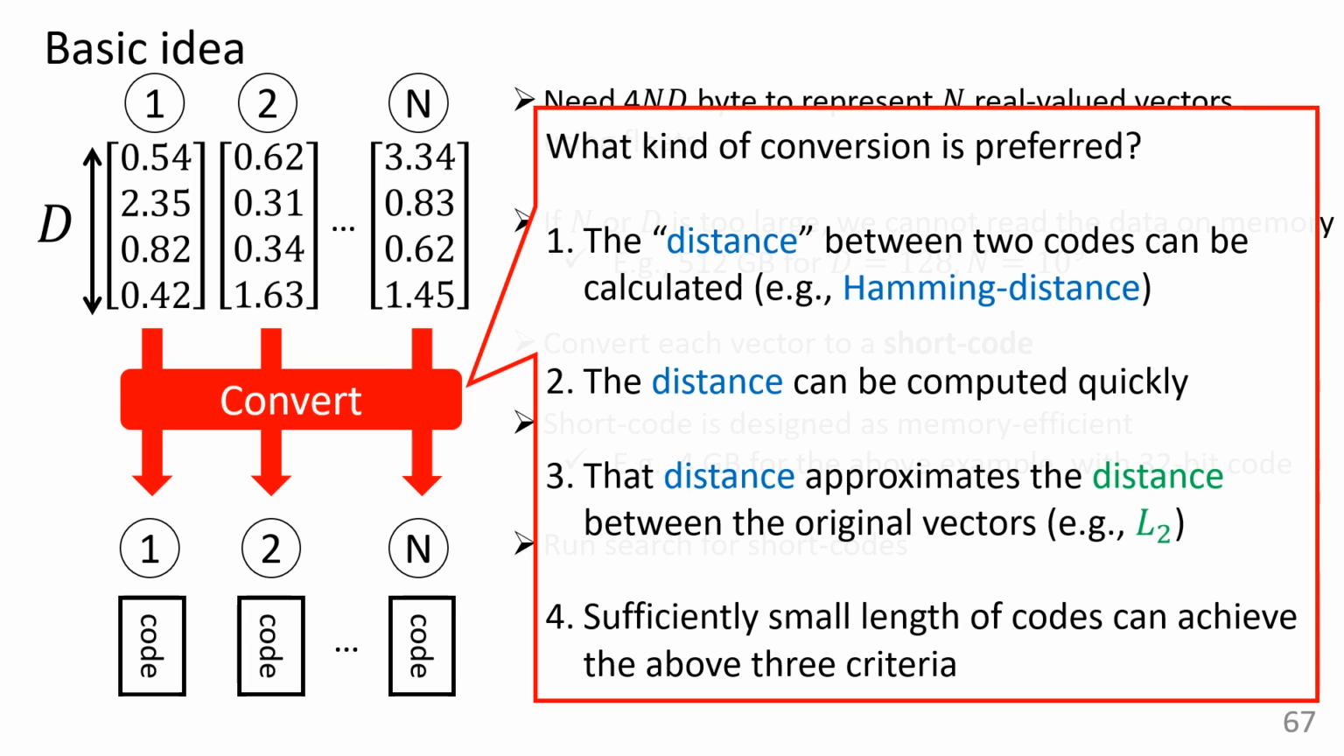So what kind of conversion is preferred? The distance between two codes can be computed, for example the Hamming distance between these two codes, and that distance can be computed quickly. And that distance approximates the original distance between the original vectors. For example, the L2 squared distance between two vectors is approximated by the Hamming distance between two codes. And a sufficiently small length of code can achieve the above three criteria. Okay, this is the basic idea.